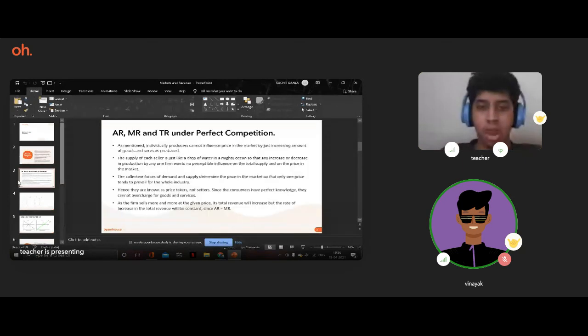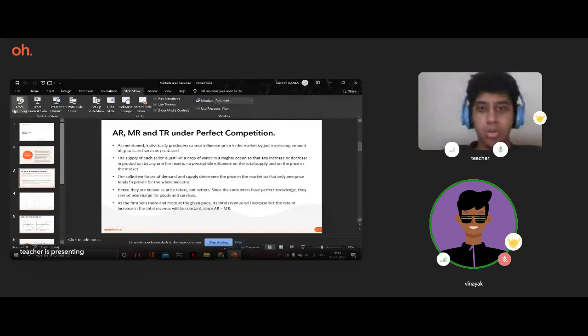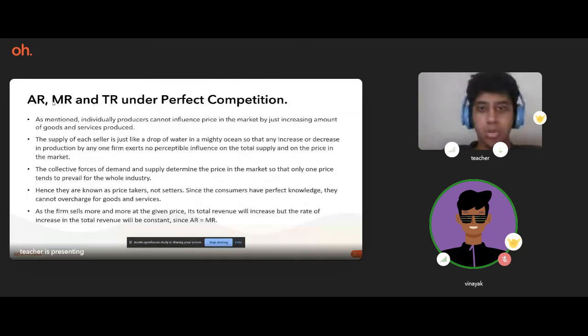So, with these features explained, how do AR, MR, and TR get influenced under this perfectly competitive market? As I had mentioned earlier, individual producers cannot influence the supply curve or influence the price in the market just by increasing the amount of production that they're doing. Because it's just a drop in the water if they even try to do that. And it does not affect the total supply at all or the price in the market.